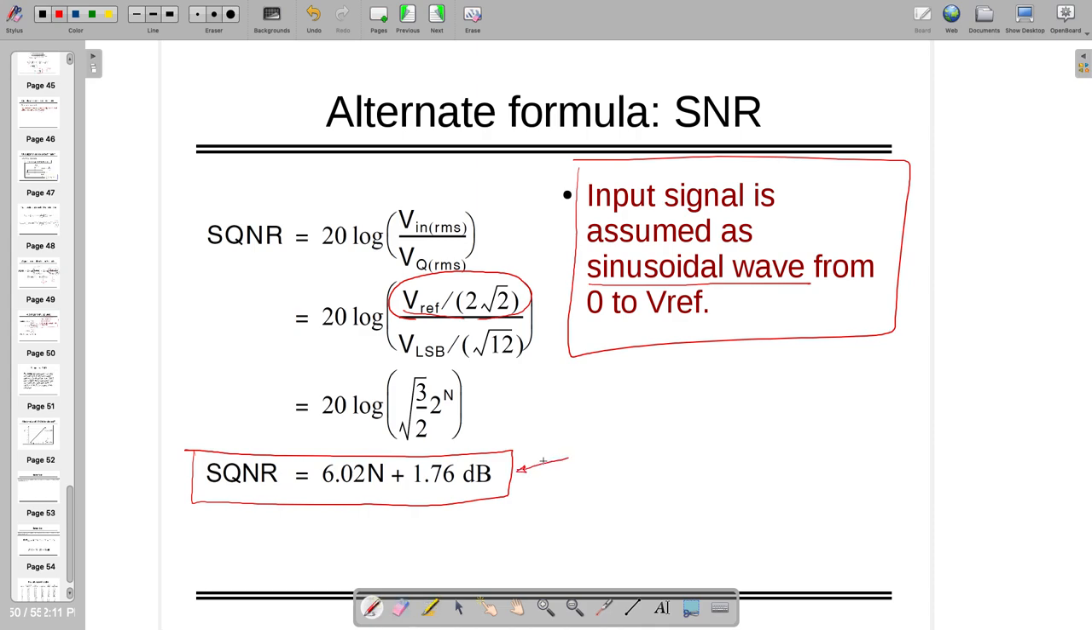Or for the normal calculation, if I am asking you, if I am supposed to implement a 10-bit ADC, how much SNR can I achieve?